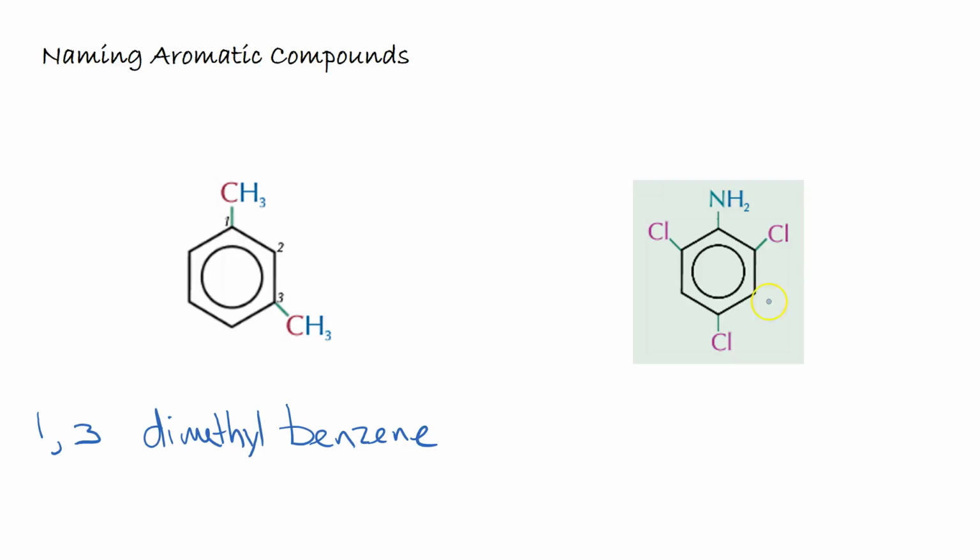Over on this right-hand example, well, here we've got a phenylamine group. So we're going to name this as a phenylamine, and the fact that it's a phenylamine also denotes that this must be position number 1. So we now have 1, 2, 3, 4, 5, 6. Oh, my numbers have disappeared there. So we now have 2,4,6-trichlorophenylamine. And here, because it's a phenylamine, it's the amine group here which is fixing our position number 1.